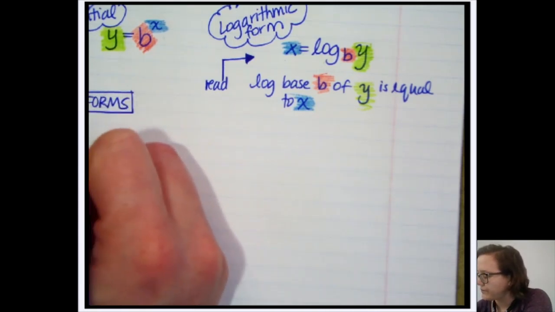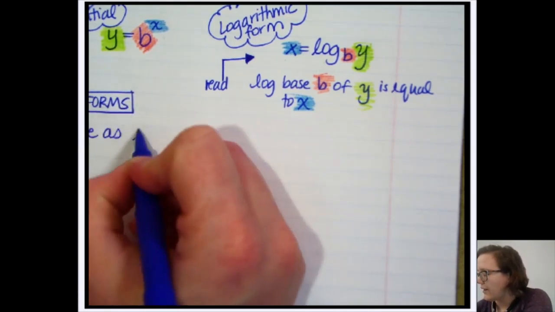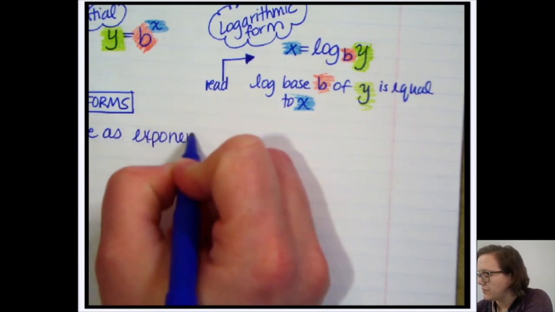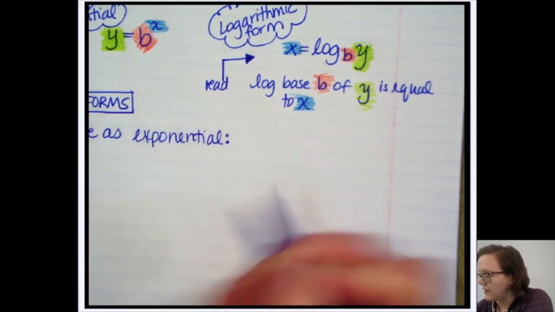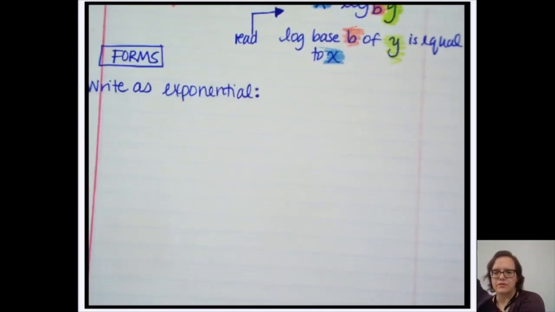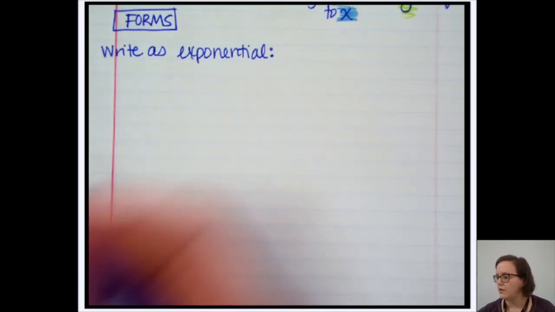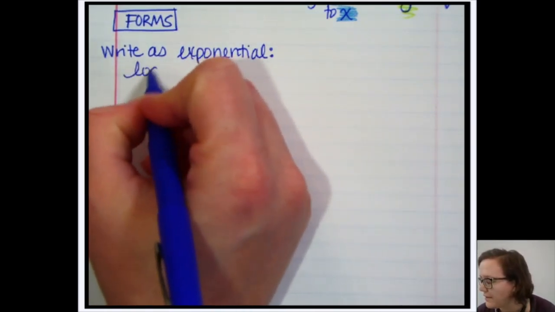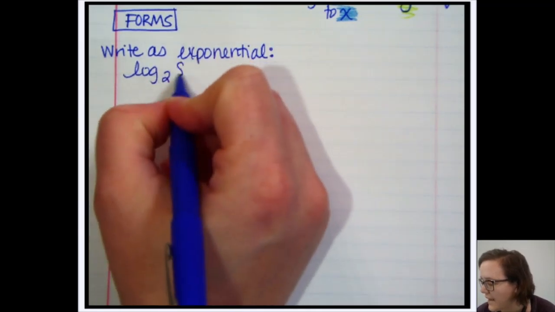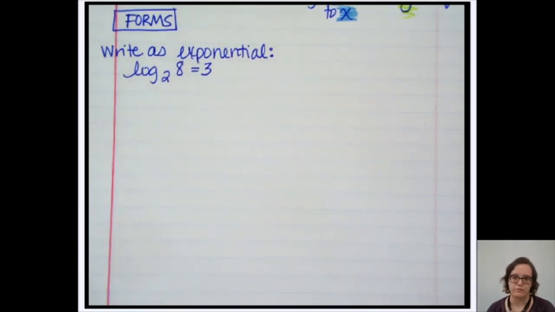So let's try as an exponential. When we write it as an exponential, when we're going back and forth between the forms, you're not trying to solve anything. You're not trying to find out what an answer is. You are just rewriting, so we're getting comfortable with what it actually means. So don't go trying to solve anything. We are just rewriting. So let's say that we have log base 2 of 8 is equal to 3.